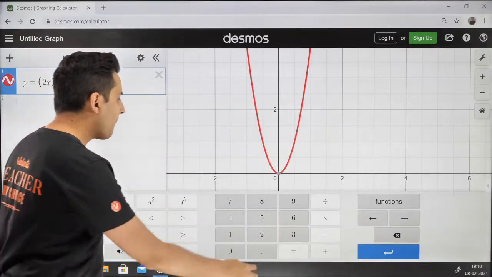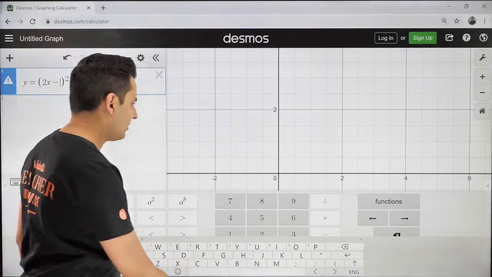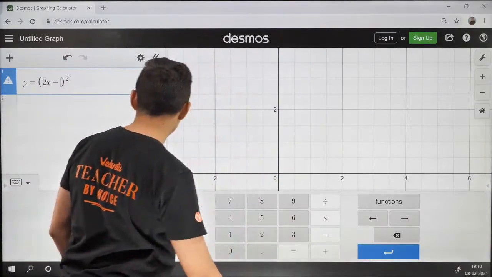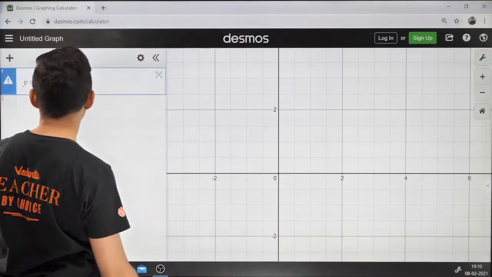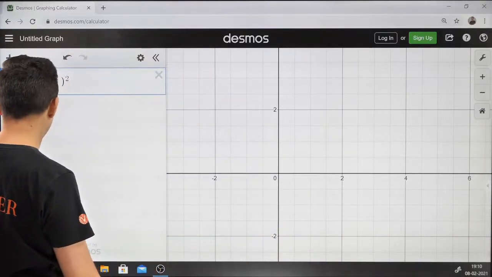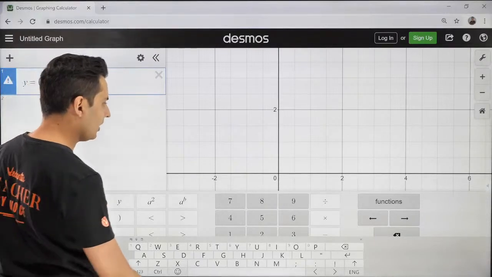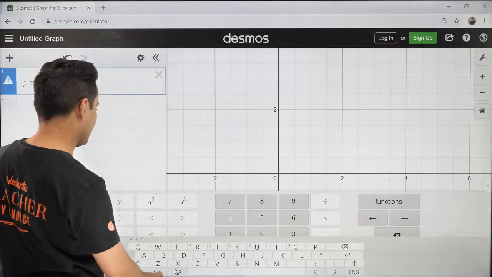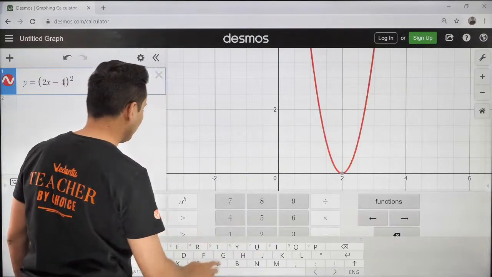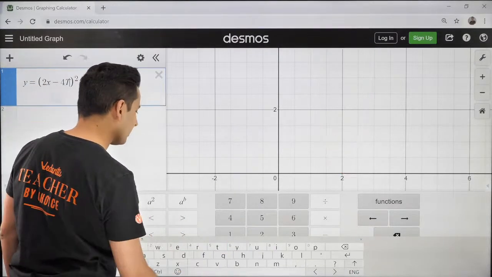2x minus or plus something. Okay, I don't need this. Okay, 2x minus something like, I don't know, 4 and then maybe t out here.